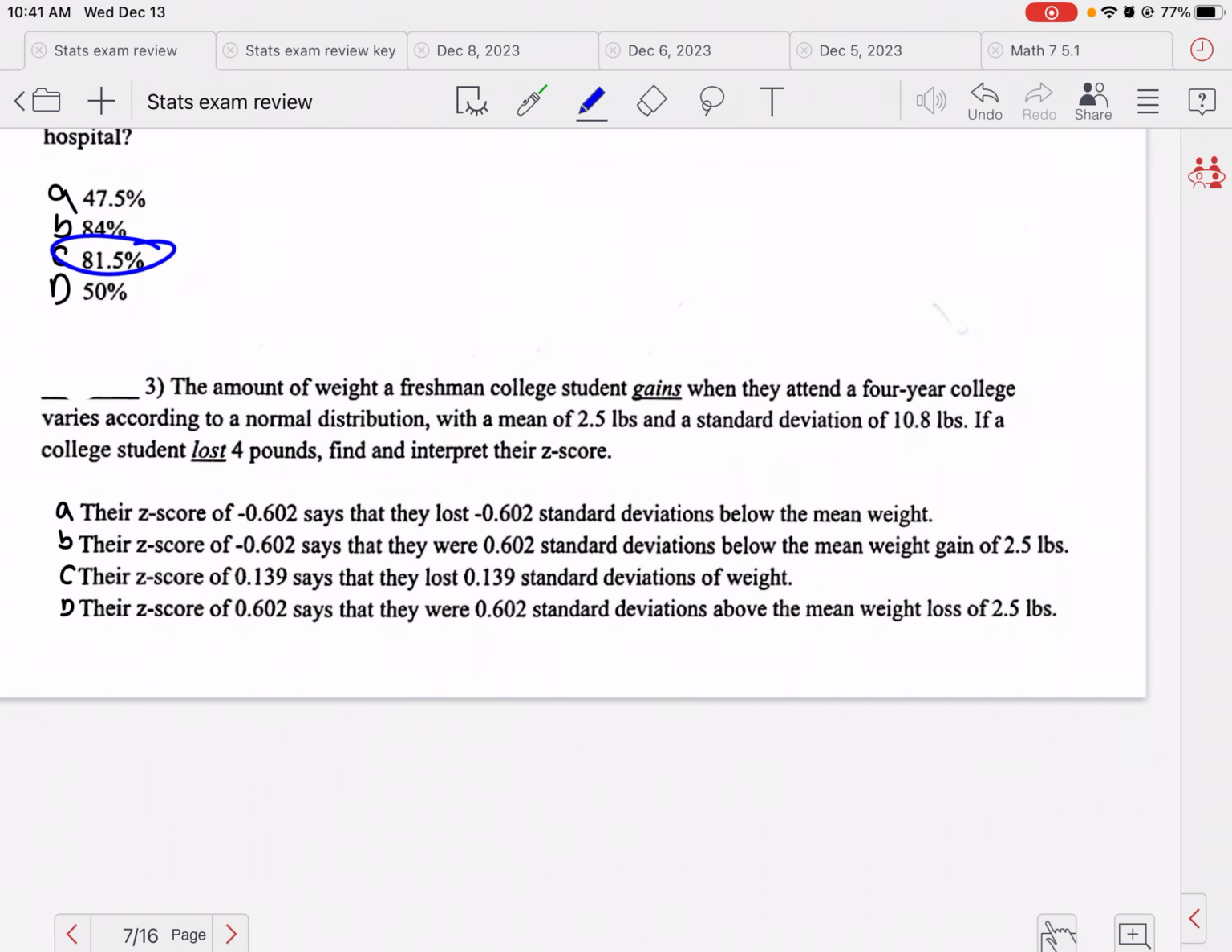Okay. It says the amount of weight a freshman student gains when they attend a four-year college varies according to the normal distribution with a mean of 2.5 and a standard deviation of 10. If the student lost 4 pounds, so that's going to be a -4, find and interpret their z-score.